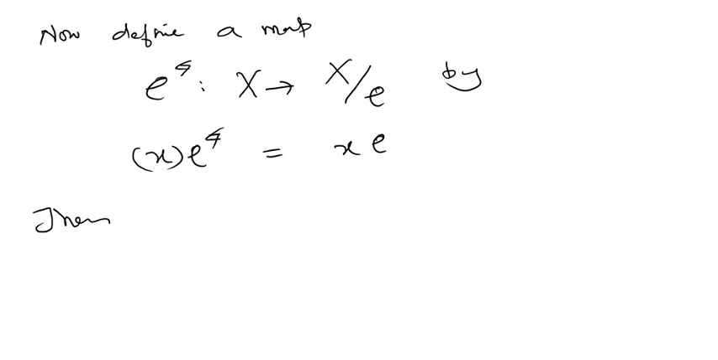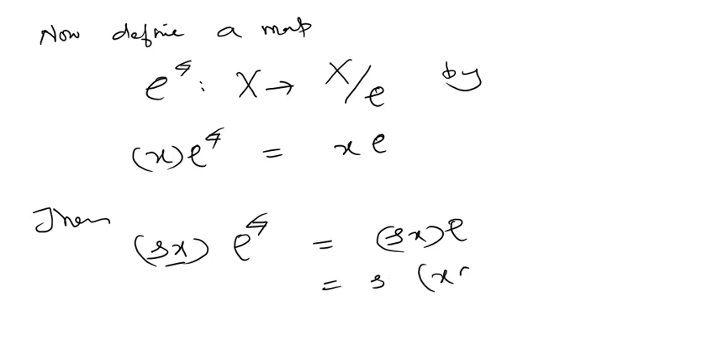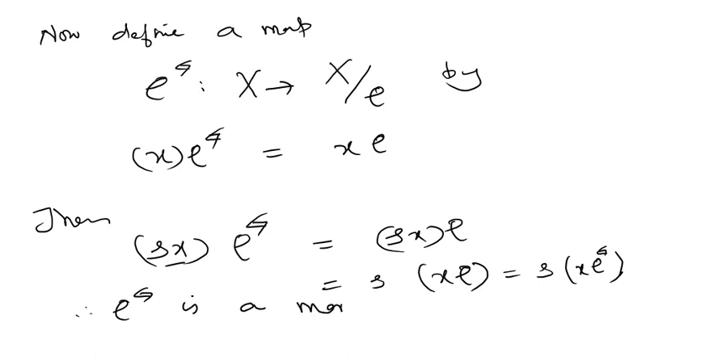Then we check this is a morphism. This s times x rho natural: first we apply the definition, it's equal to sx rho. Now since rho is a congruence, by definition of congruence this is s times x rho, which is equal to s times x rho natural. So s times x rho natural is equal to s times x rho natural. Therefore rho natural is a morphism, or you can say an S-morphism.